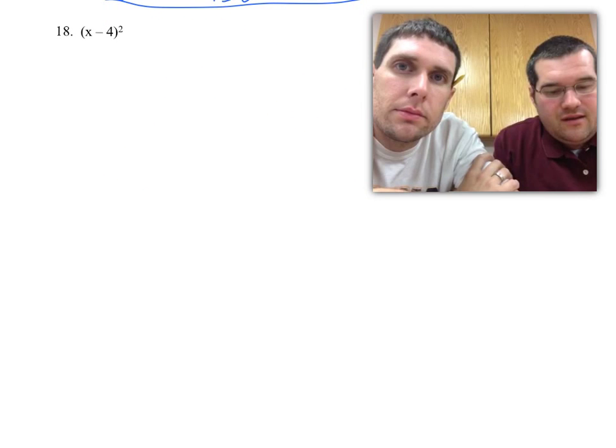All right, for number 18, what a lot of students want to do is they want to take that exponent of 2 and distribute it to both the x and the negative 4. Don't do that. All right. What we're really doing is we're taking this whole entire binomial, we're taking the x minus 4, and we're multiplying it by itself. All right, so what I would do is just write it down first. So I have x minus 4 times x minus 4. That's what x minus 4 squared is, okay?